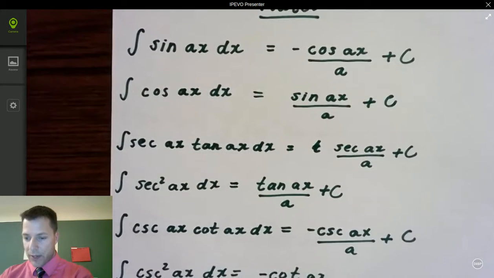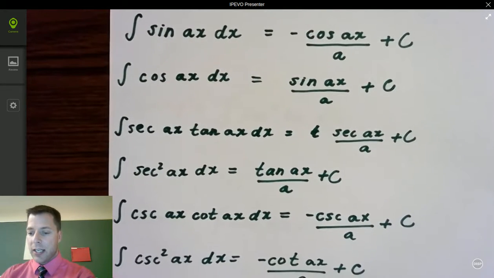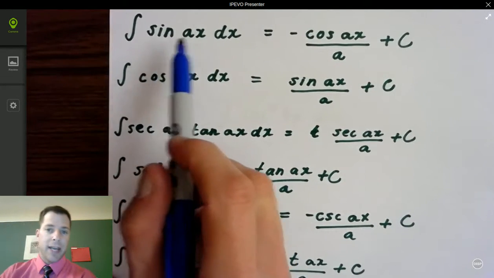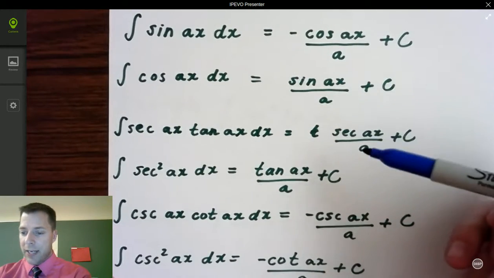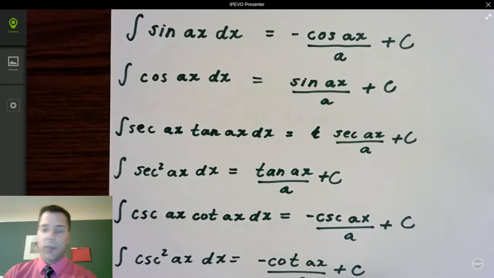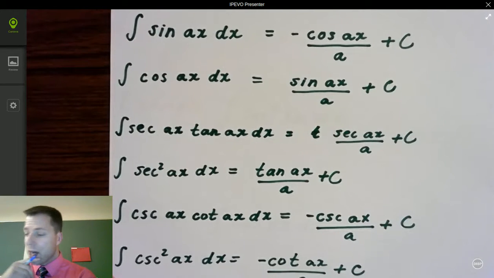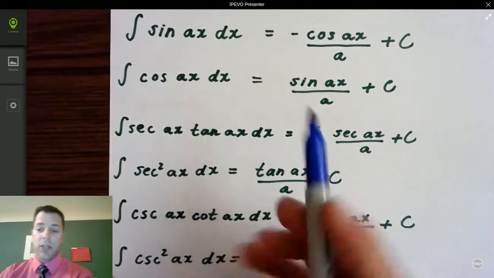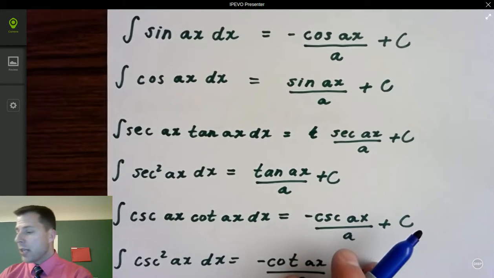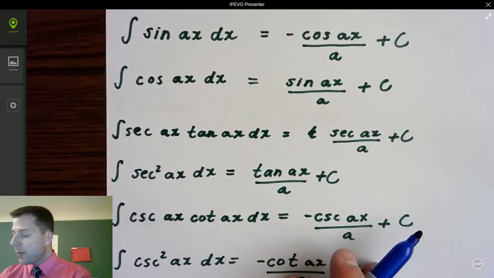So here's some more rules. And these all have chains in them, okay? When you have like sine of ax, cosine of ax, notice how everything is divided by a, because that's going to account for the chain there, okay? And notice how one function that's conveniently missing is the integral of tangent, which we'll talk about much later on, much later in the unit.